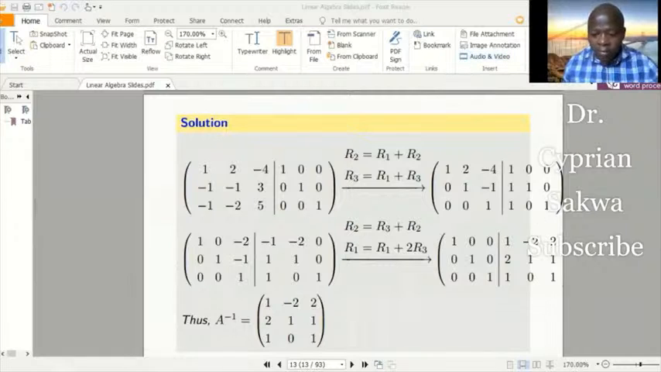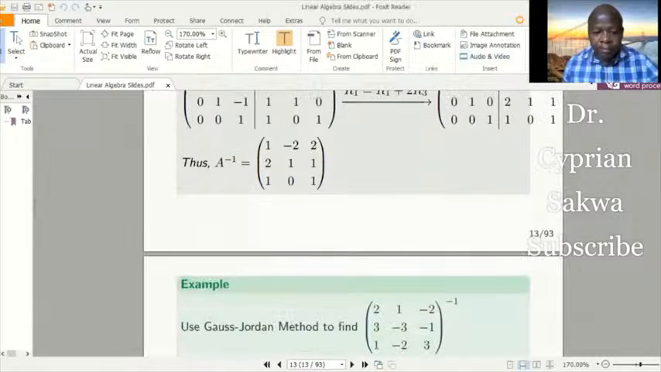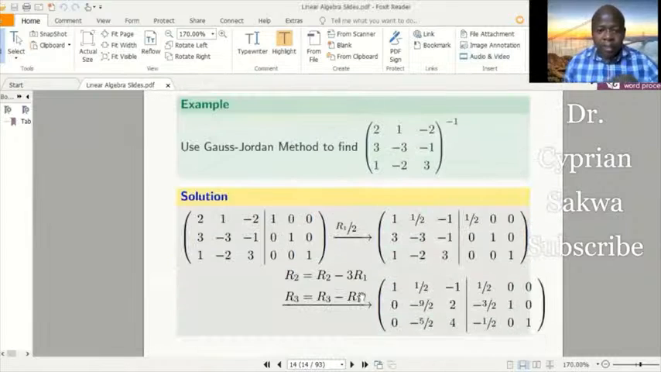So let's look at another example, just one, to make it clear. And this is the example. Use Gauss-Jordan method to find this inverse. So again, we're just doing the same thing we've been doing. We have this matrix, and then beside it, we write the identity matrix. Do elementary operations on the entire matrix. When this becomes identity, whatever will be here will be the inverse.